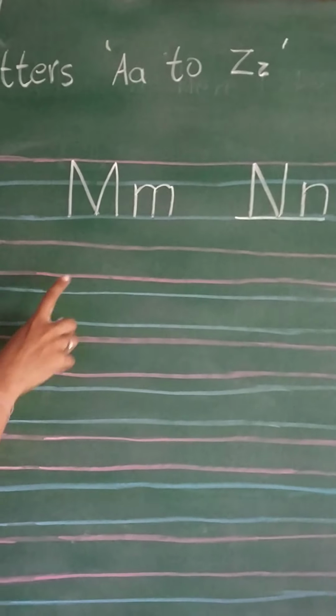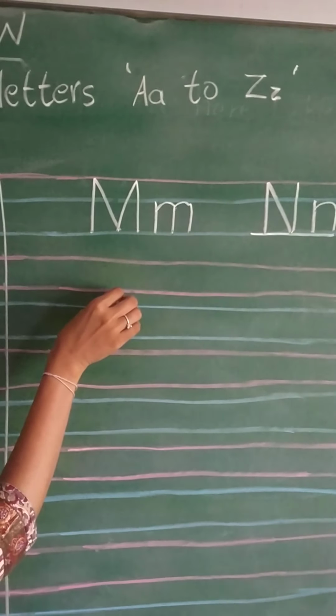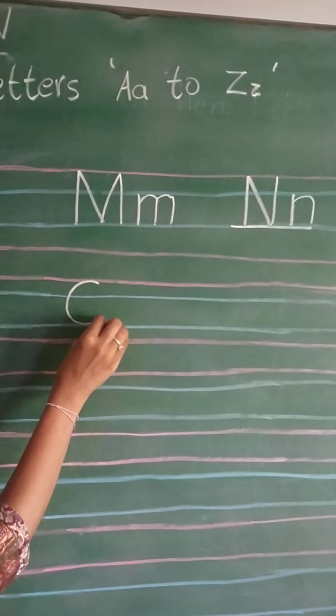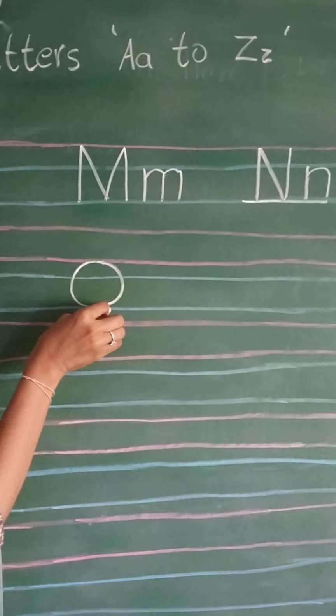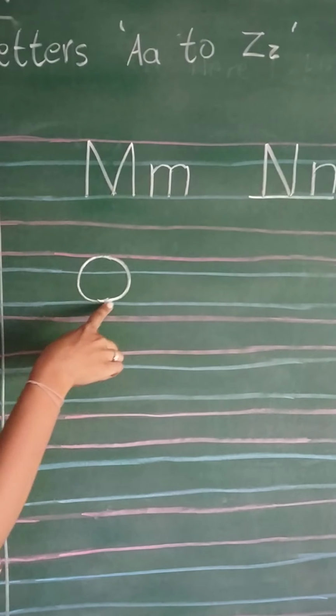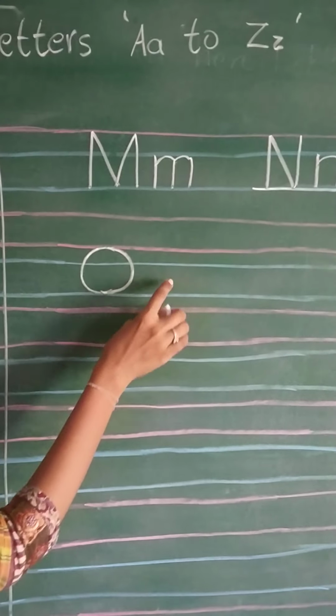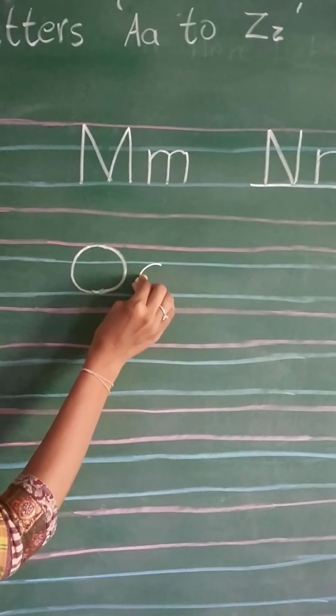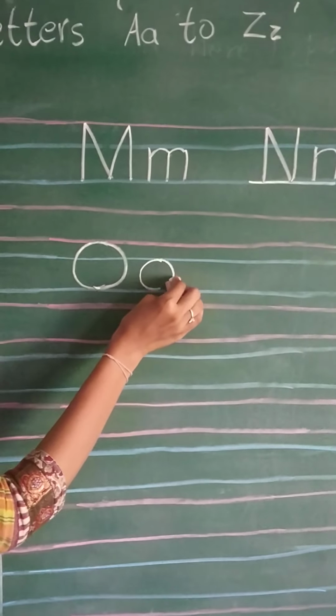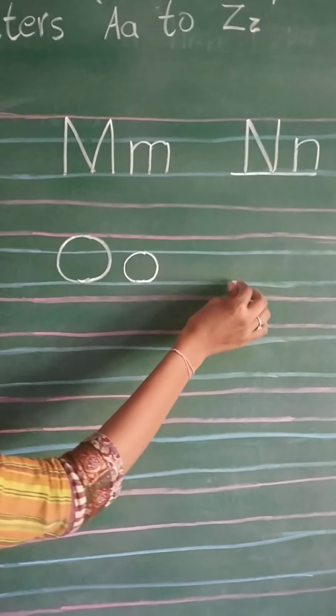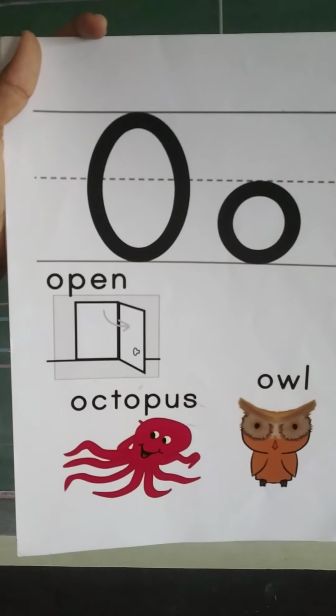Okay, now in the next line. Okay, write here letter O. Half circle, again half circle. This is capital O. Now small o. In which line? Blue line. Half circle, again half circle. Now O after which letter, children?